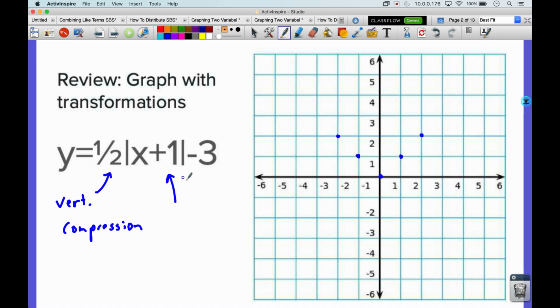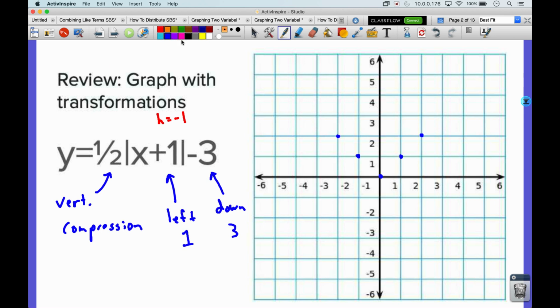This +1 always works kind of opposite of how you think, or you could think that the h value is equal to -1 here because of the minus that's built into the form. That's going to move us left 1. And then this -3 is going to move us down 3.